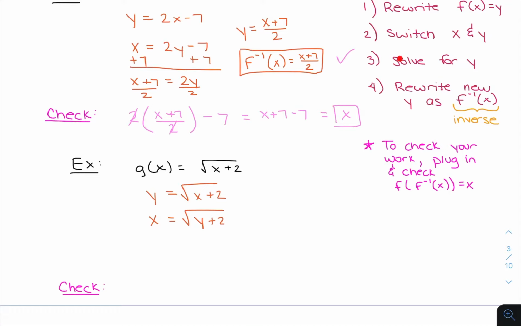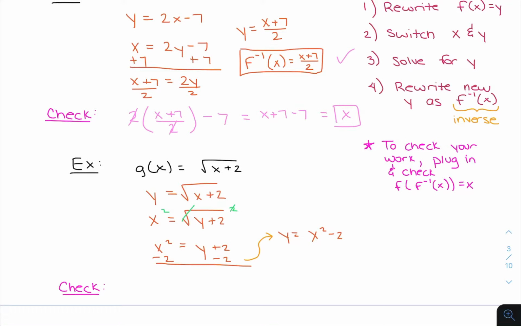Since we have a square root, one way to get rid of it would be to square both sides. So if we square both sides, remember that the square root cancels out the square. So we're left with x squared equal to y, now it's outside, plus 2. And we can subtract 2 from both sides to get y by itself. Now we have y is equal to x squared minus 2. All right.